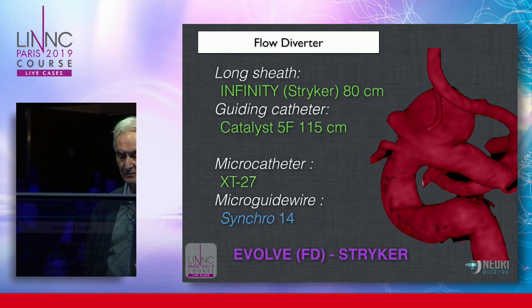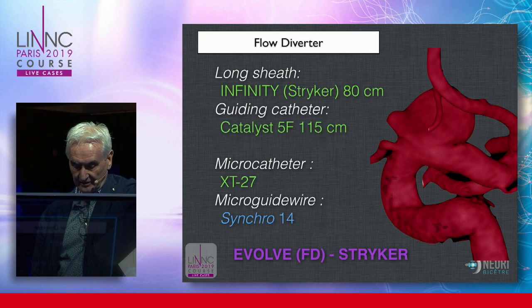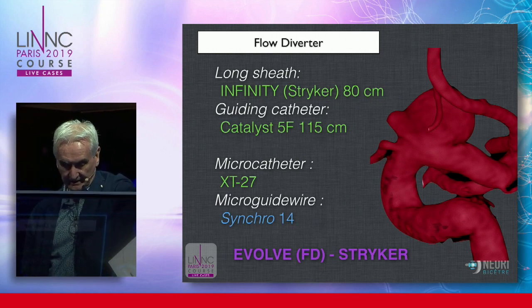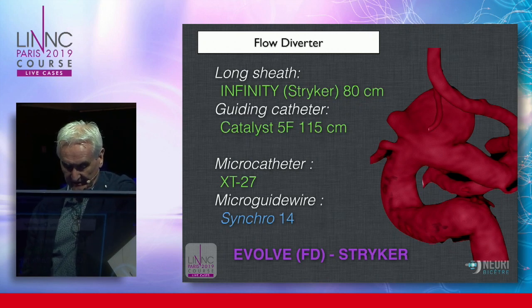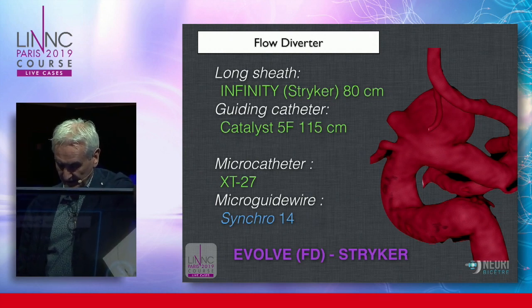So the treatment is going to be done with a long sheath. It's going to be an Infinity. The guiding catheter is a Catalyst 5 French. So we are always trying to make something homogeneous with the company, so everything, as much as possible, belongs to the same company, Stryker. The microcatheter is going to be an XT27. The microguide wire is a Synchro 14. And the stent which is going to be used is a new flow diverter from Stryker, whose name is EVOLVE.